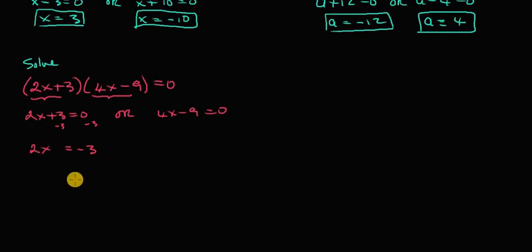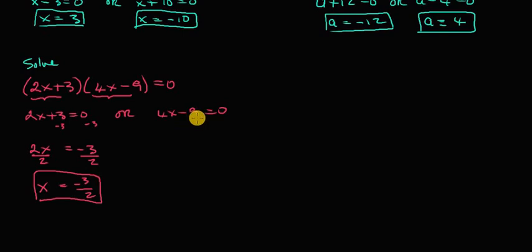Now I've got 2x is equal to negative 3. Now I divide both sides by 2, and 2 divided by 2 is 1. So x is equal to minus 3 over 2. And that's my solution to this side. That's very important to be able to solve that. Don't forget to finish this as well.